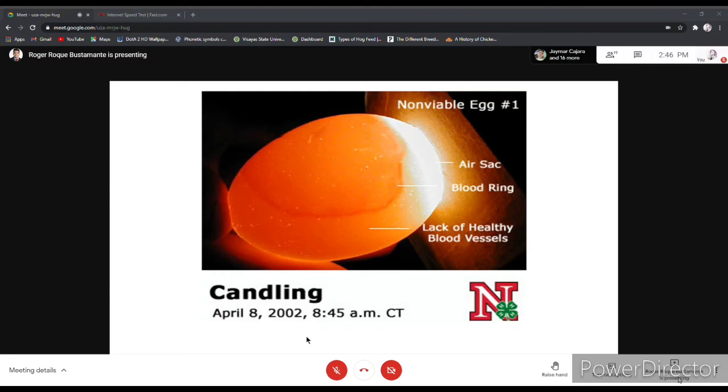The air sac still has its size, and there is a developed blood ring. So the embryo inside that egg is already dead, and it lacks healthy blood vessels.